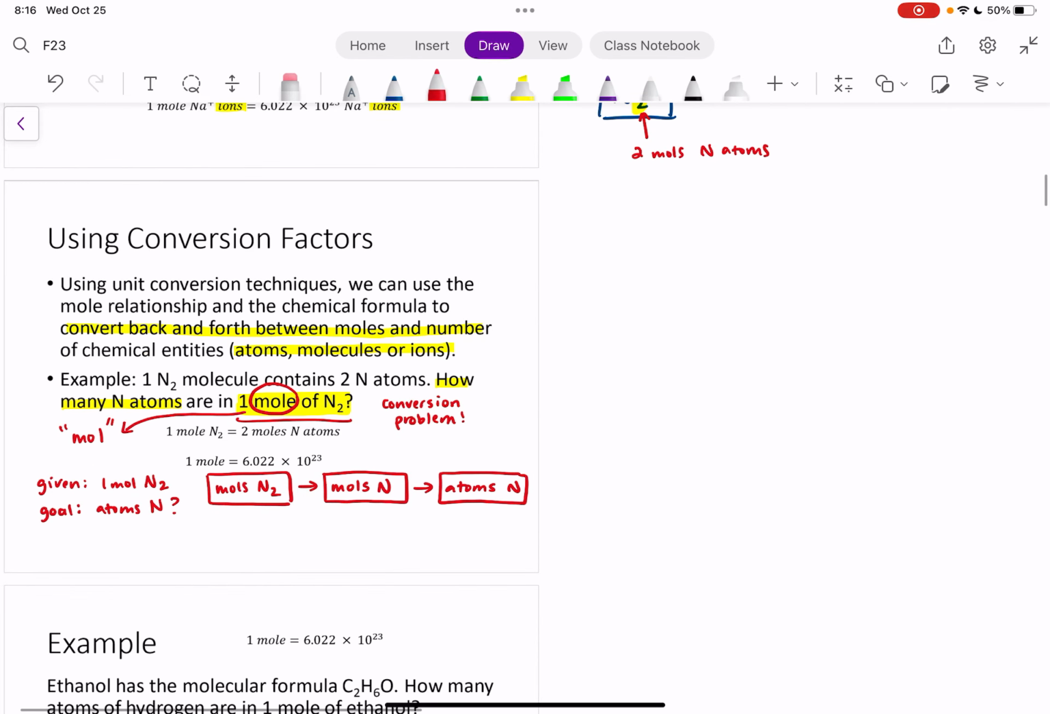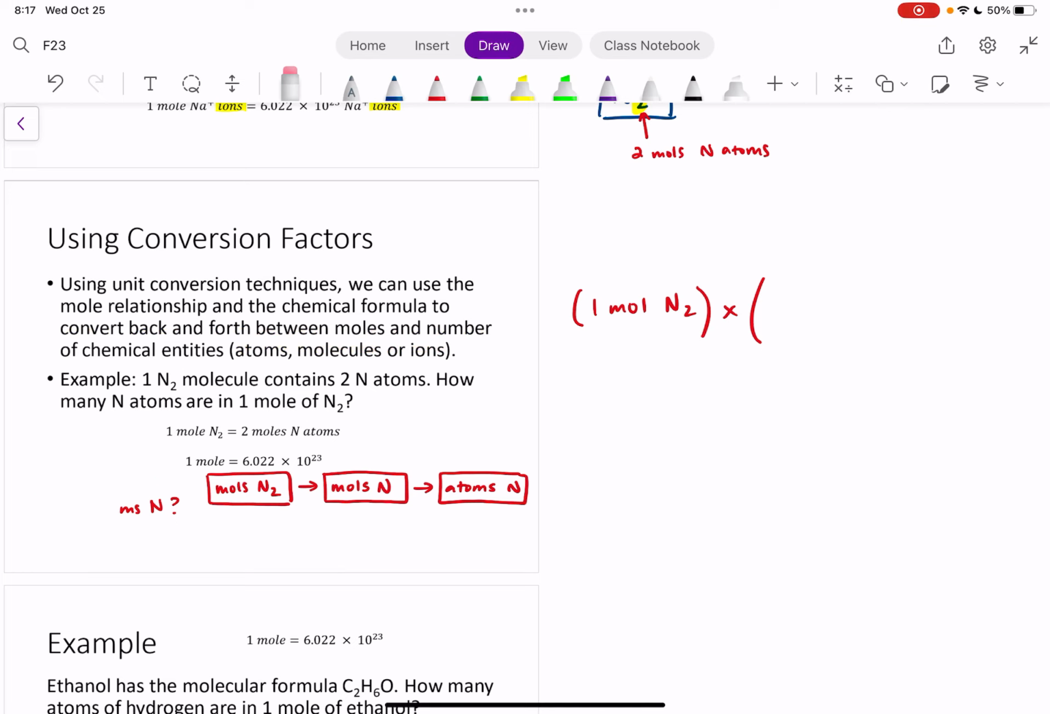So let's see how this works. We've got 1 mole. We're going to start with what we're given, 1 mole of N2. That's what we start with. And I know I'm going to need to use these equalities, and let me clean this up a bit, to convert to atoms of nitrogen. So if I start with 1 mole of N2, I know that in every mole of N2, there are 2 moles of nitrogen atoms. How did I know that? Well, remember, in 1 mole of N2, there are 2 moles of nitrogen atoms.